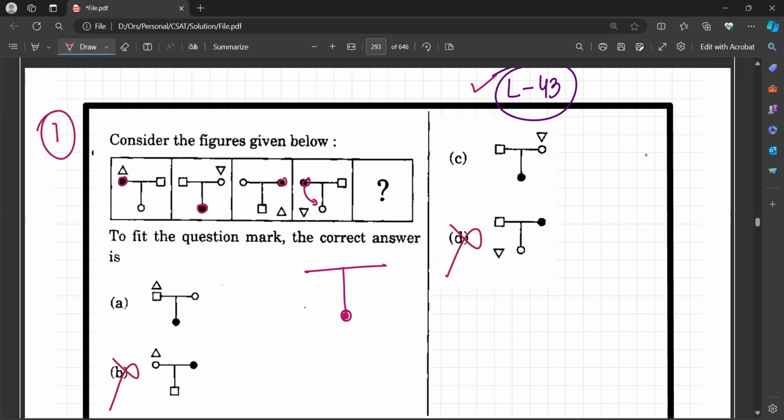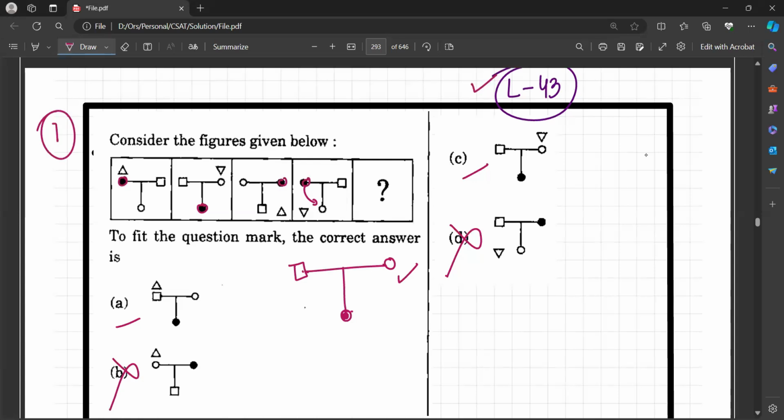Similarly, the square follows the circle. So that means if the circle is here, the square has to be here. If the square is here, the other circle, which is not colored, has to be present in this position as I have drawn here. So you can see in both these cases, the positions are the same. So you cannot eliminate A and C.